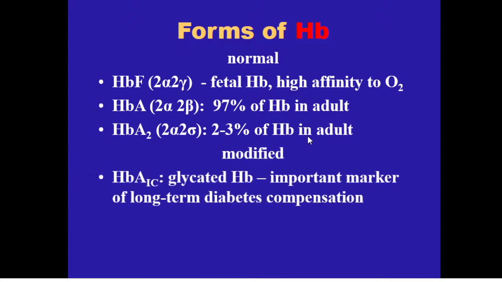For example, we can have a high level of glucose in our blood, and part of hemoglobin can be glycosylated. This glycosylated hemoglobin normally we are not checking, but in case of diabetes, in case of hyperglycemia, it is a very useful marker of long-term hyperglycemia. And we are using it to check, is diabetes compensated enough?